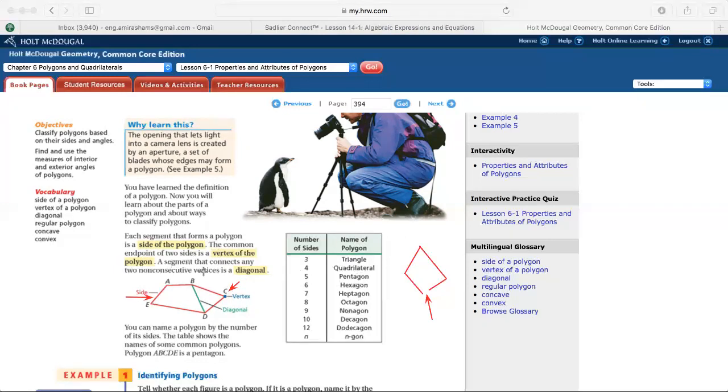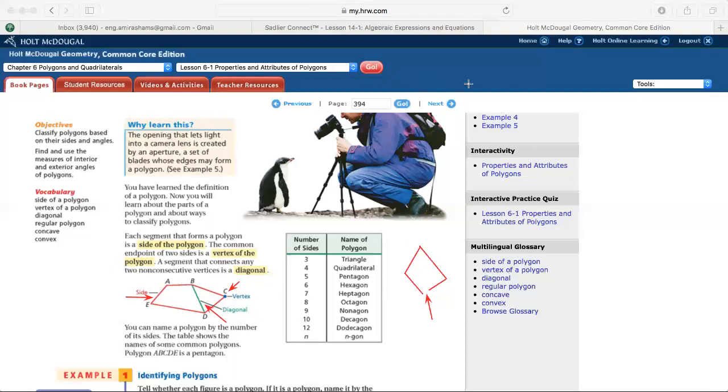A segment that connects any two non-consecutive vertices is a diagonal. Okay, this green line here is called a diagonal.